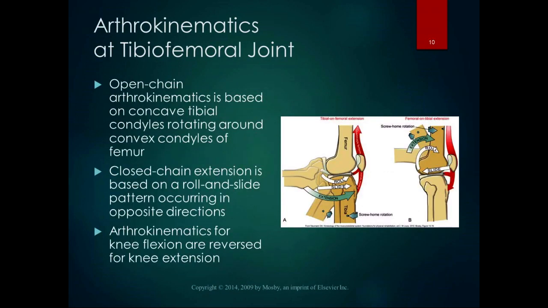So in open chain, the arthrokinematics are based on a concave tibial condyle rotating around the convex condyles of the femur. In open chain, we have roll and slide in the same direction. In closed chain, it's roll and slide in the opposite direction because it's the convex femur on the concave tibia. So the arthrokinematics for knee flexion are just the reverse for knee extension.